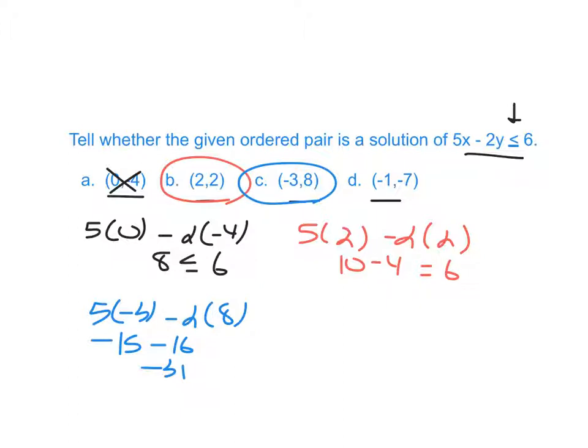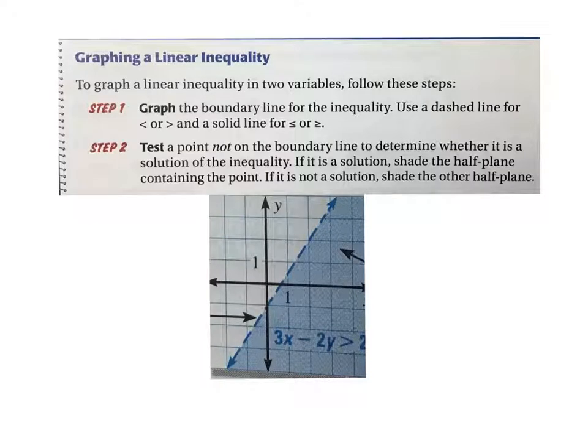Try the last one. Plug negative 1 in for the X. Let's plug negative 7 in for the Y. That'd give me negative 5 plus 14, which is 9. 9 is not less than 6, so that one doesn't work. And that's a big deal. That's one skill you're going to have before you can shade these things, is figuring out if a point works or not. And here's the steps we're going to do to graph these things.